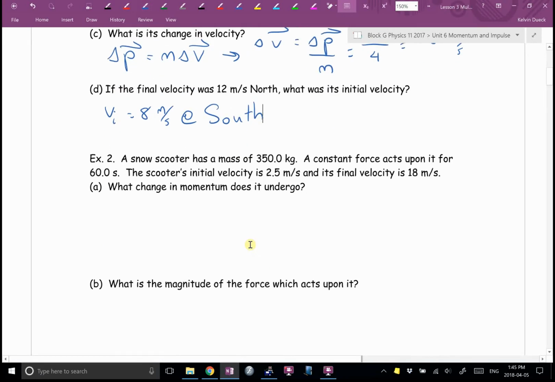Let's keep going. Ibrahim, what's A asking me to find in example 2? What's another word, folks, for change in momentum? Begins with letter I. Okay, so I could have just said, what's the impulse? Okay, so I'm going to write down change in momentum. I have all these different ways to find change in momentum. Which method am I going to use for this question?